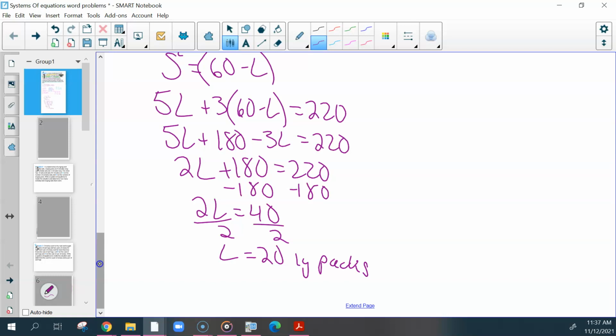We could put this back into our equation for S to find what S is. We would get the same answer we got before. Do we have questions on how we solve this by substitution?